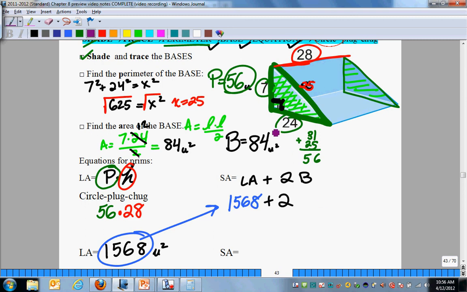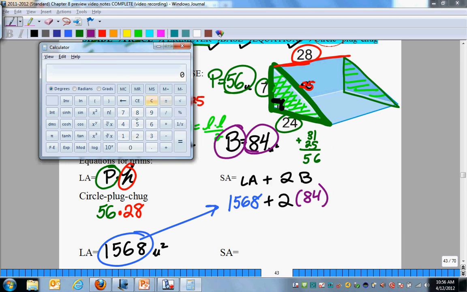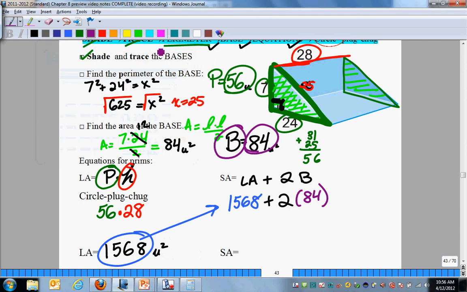Well, where do we get our bases from? We already found our bases up here. That's why you do that immediately. So we're going to come up here and we're going to do 84 times 2 plus 1,568. We get 1,736. And it's units squared. That's how you find lateral area and surface area of a prism.